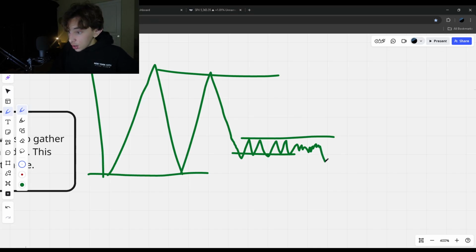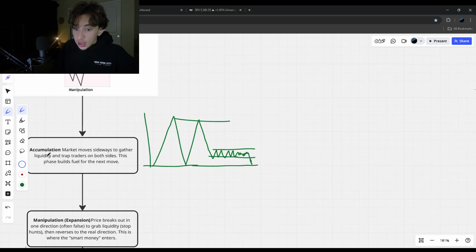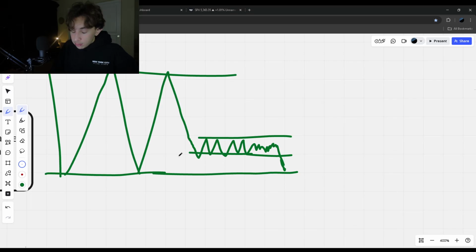And then once we come down to the zone where liquidity is at, well, let's get into that in a second. But pretty much the buyers and sellers analogy where they're fighting, that is accumulation, where the market is accumulating, trapping traders on both sides, and gathers liquidity right here for the buyers to start moving. And that is essentially what it is.